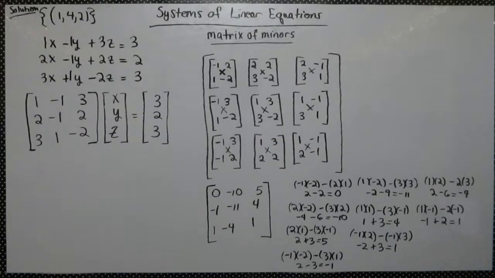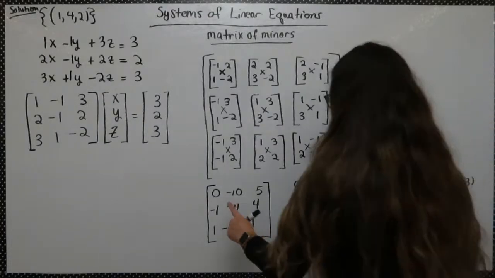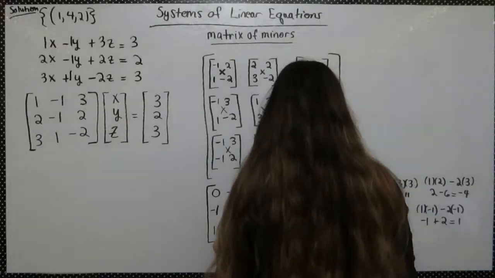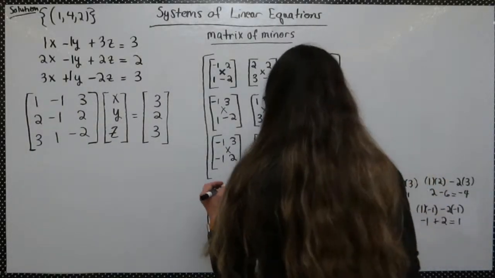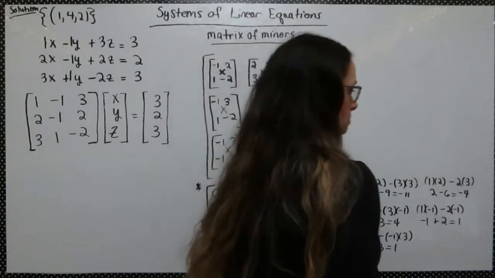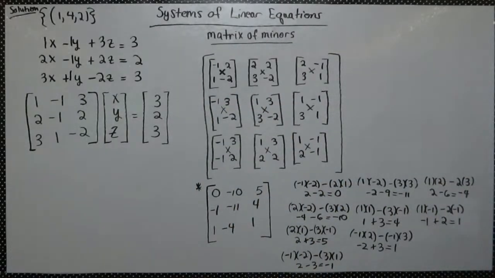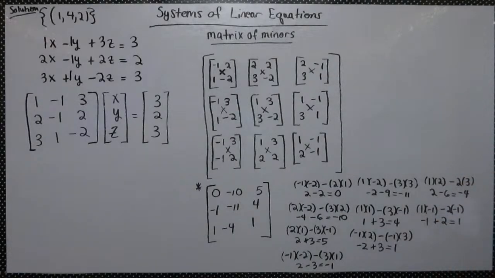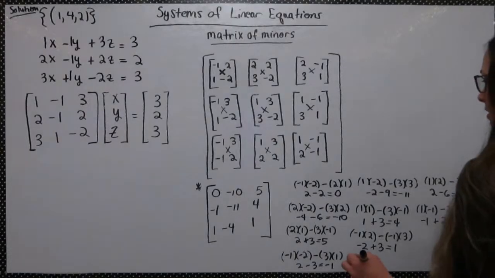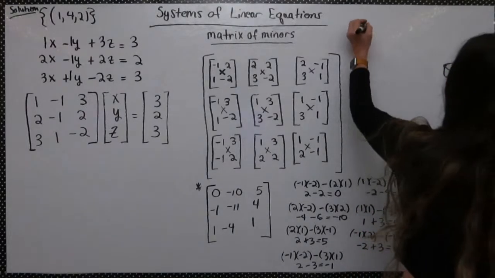And I will just double check that I calculated it correctly. 0, -10, 5, -1, -11, 4, 1, -4, 1. Perfect. So here's your matrix of minors. So there is a formula for calculating the cofactor matrix. And what you're doing is, depending on the rows and columns, you use the formula. So for a 3 by 3 matrix, you're going to use this for cofactors.